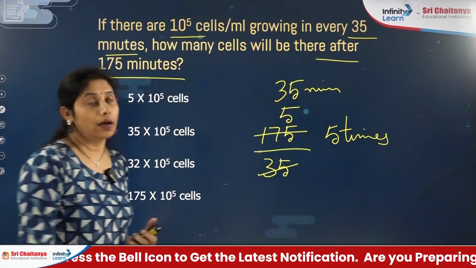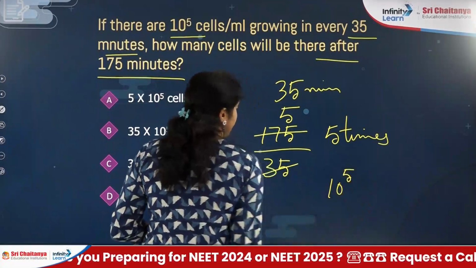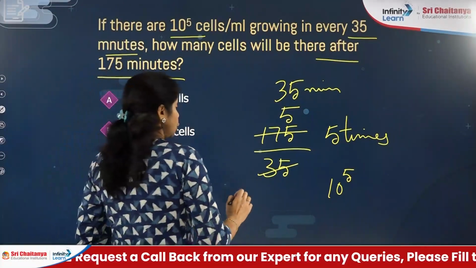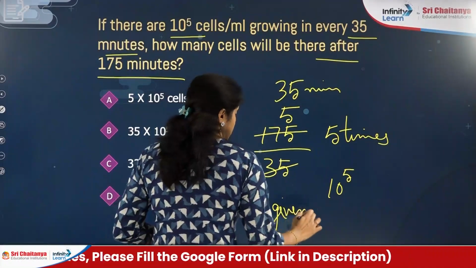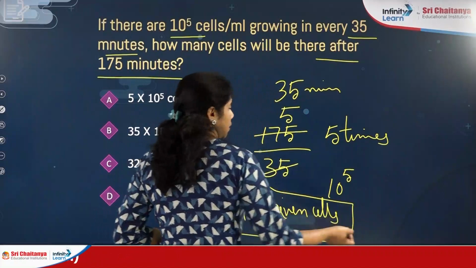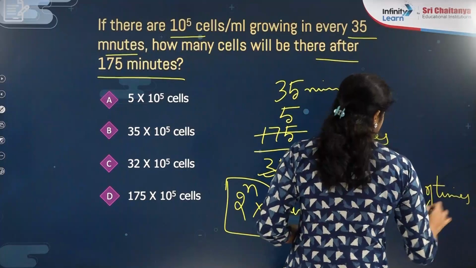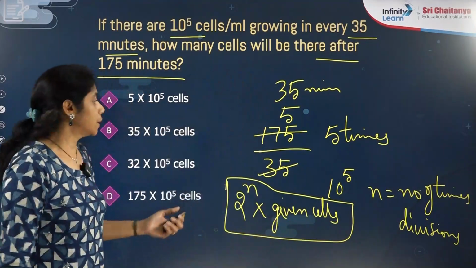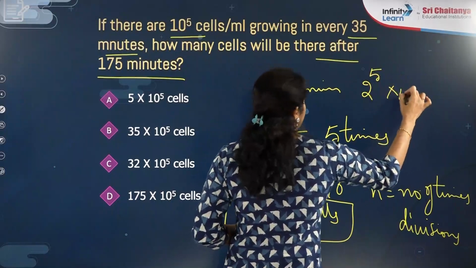The cells will be divided 5 times, but initially, how many cells are there? 10 power 5 cells are there. So there is a formula to calculate the number of cells, that is 2 power n into the number of given cells, where n is the number of times of division. So here it will be 2 power 5 into 10 power 5.